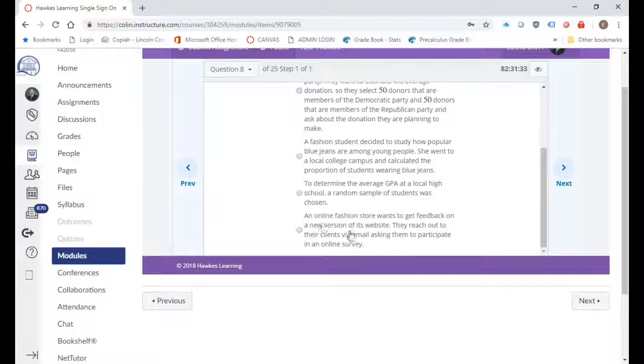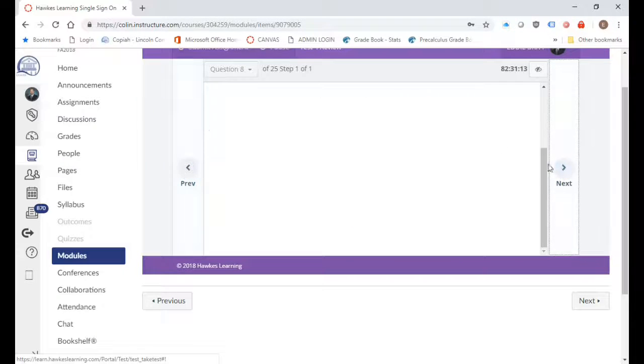It will be this last one right here because it says the store sends out an email asking you to participate in the online surveys. I'm sure everybody's gotten those emails about online surveys. Those are voluntary. Of course, most of the time when I get them, I don't do them. So, you know, that's the only one that's a voluntary survey.